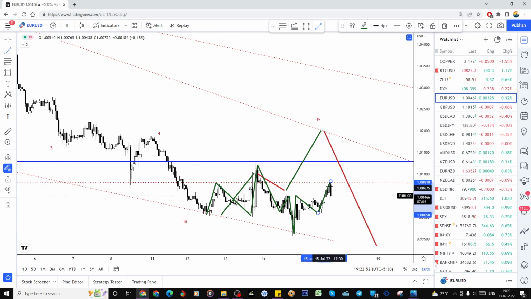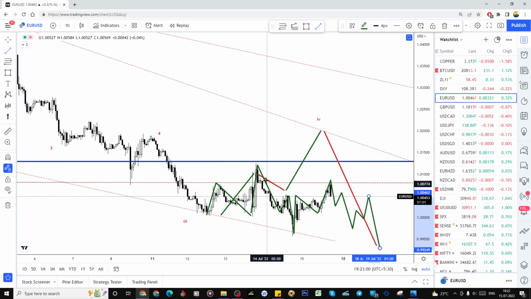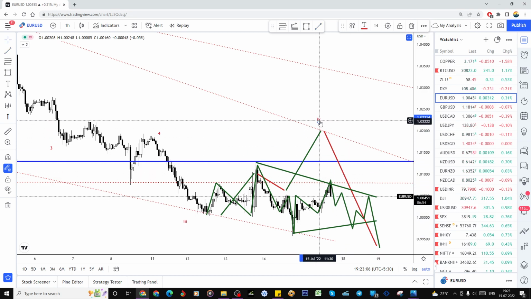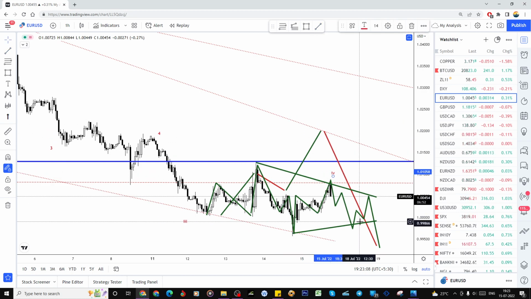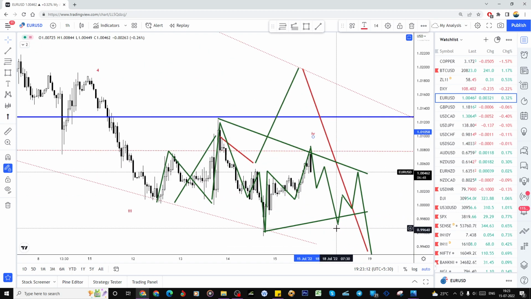So A, B, C, and what will happen is like this, and one more, and then it will do like this. So this will become the running triangle later onwards. Or this is the end of the fourth wave also. One more five-wave structure, and I'm waiting to buy again. I already bought here and booked the profits, and I immediately booked the profit in the three-wave structure.